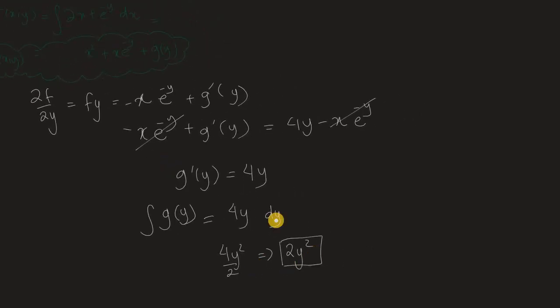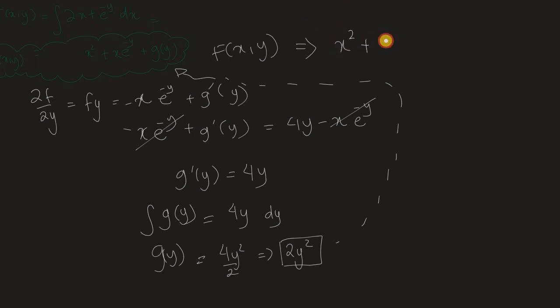Okay, so now what did we just find? So we just found our g of y over here, 2y squared. So now let's go ahead and plug the g of y in this equation that we just found over here. So our final f of x, y equation becomes what? It becomes x squared plus x e to the negative y plus 2y squared. Okay, right? Plugging in the g of y that we just found. Okay, this is the function that we just found.